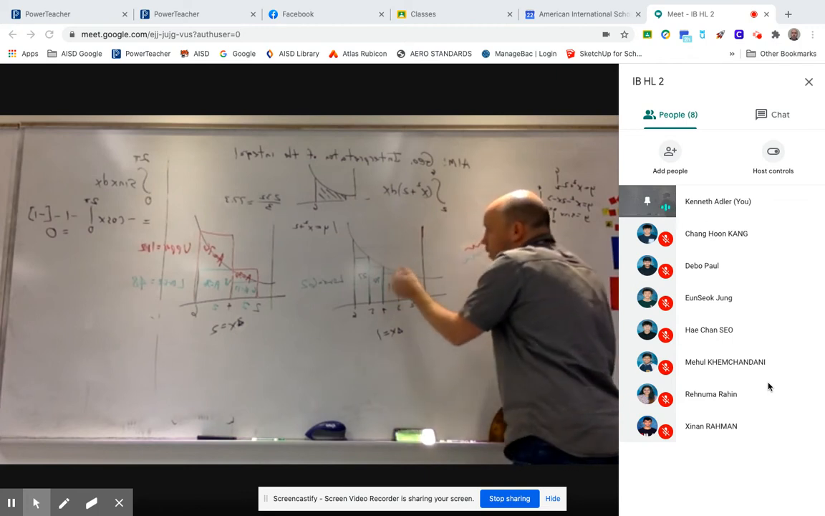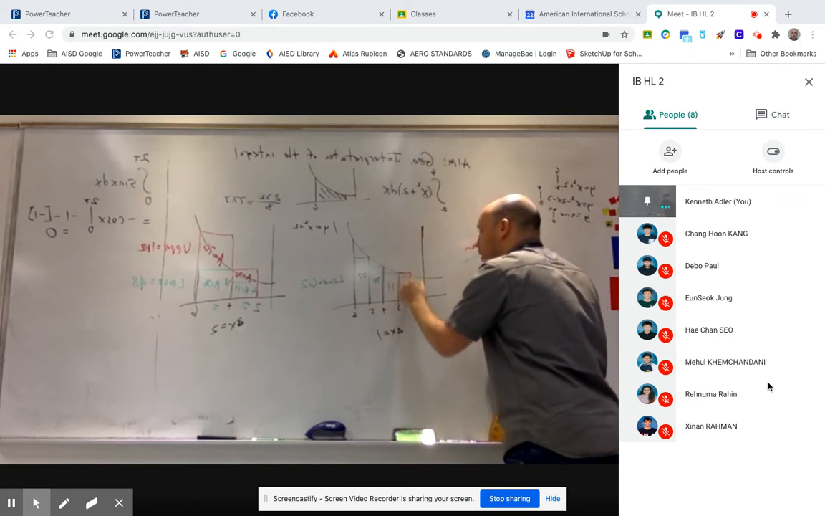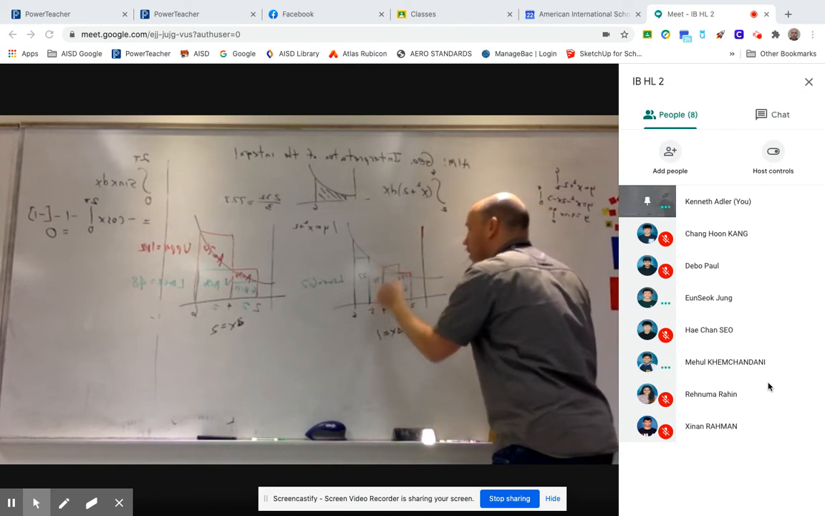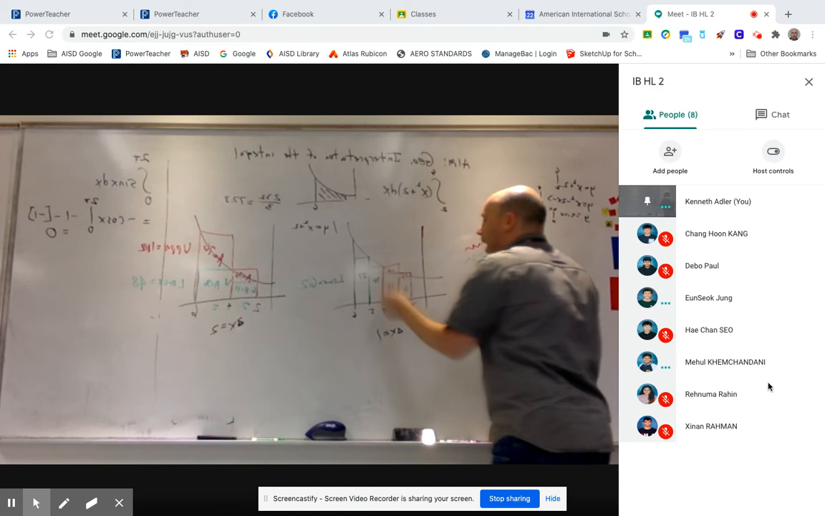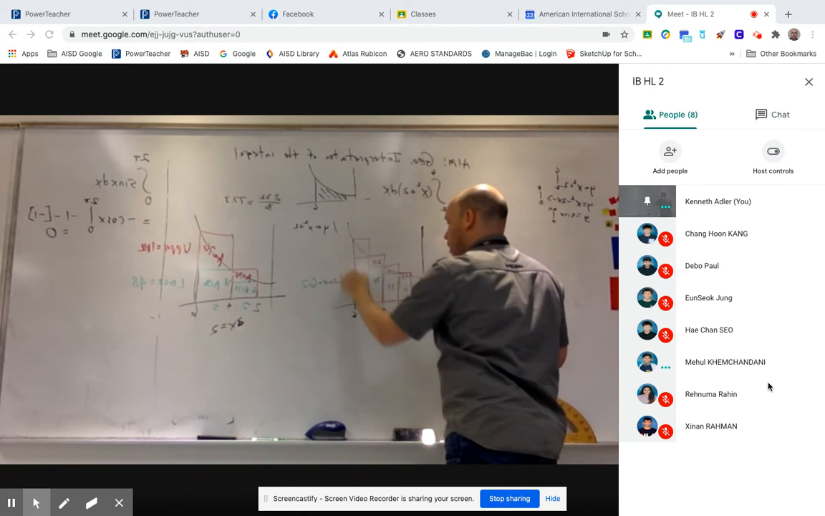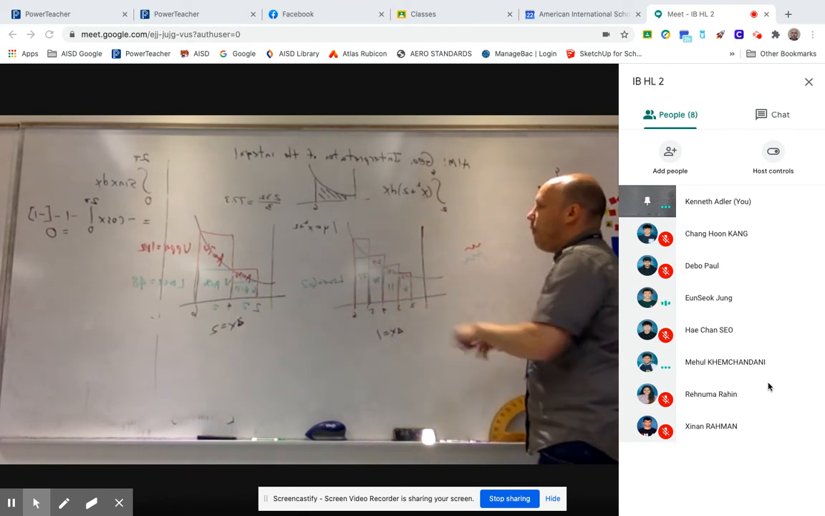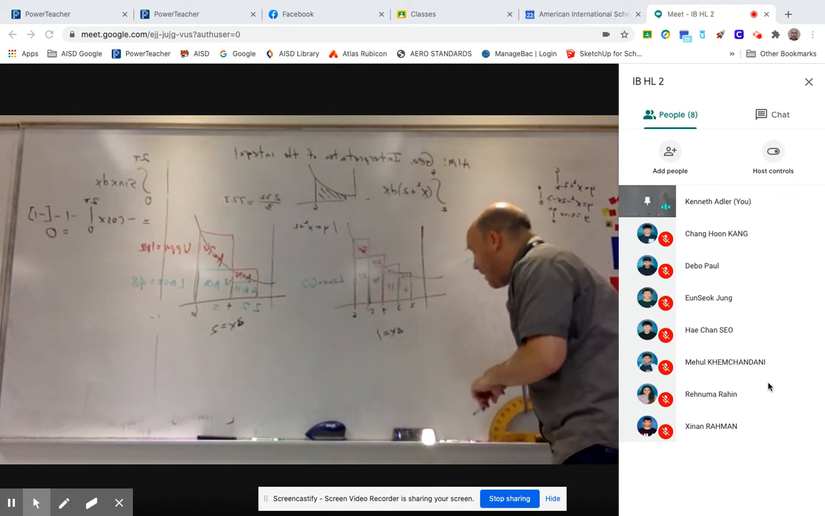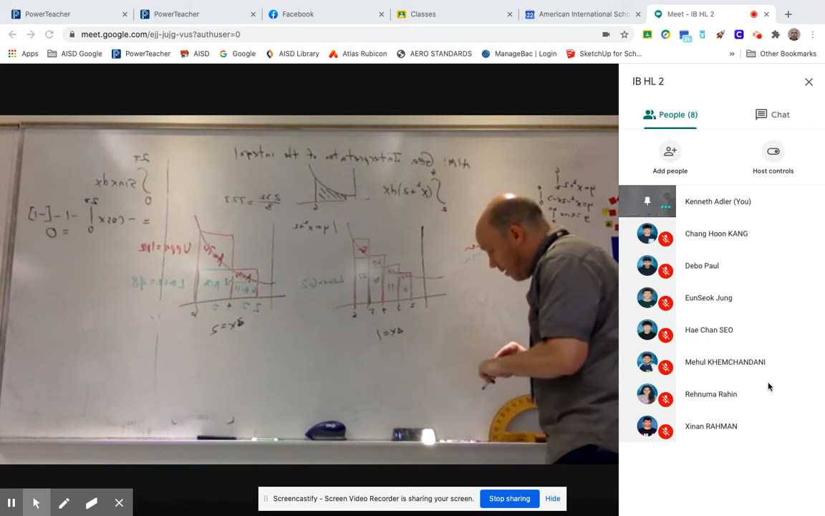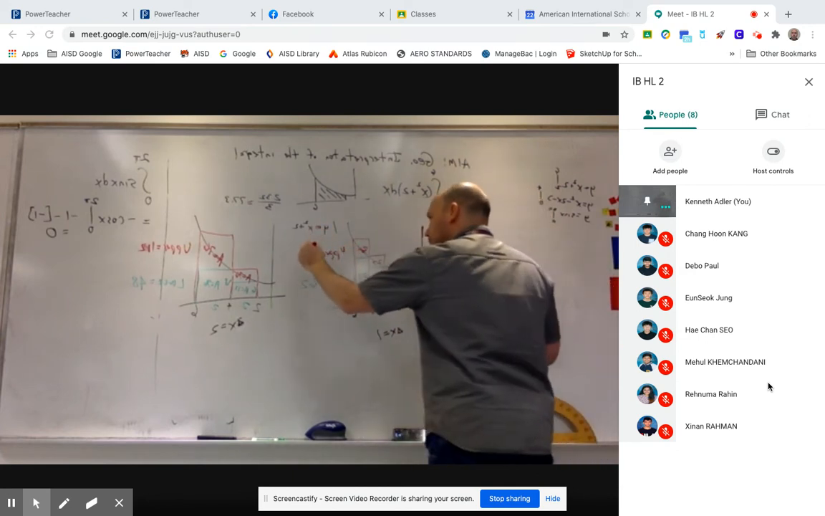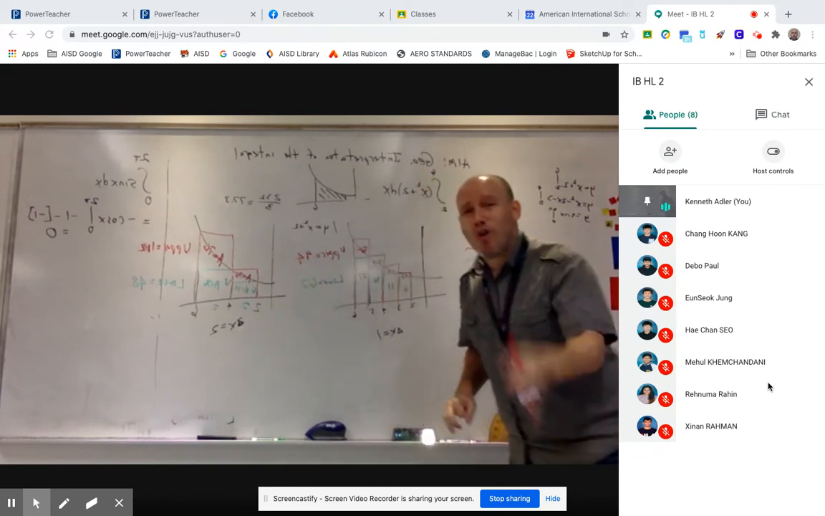So what's this first upper rectangle? 11. What's the next upper rectangle? 18. What's the next? 27. What's the next one? 38. 11 plus 18 plus 27 plus 38 is 94. Are we even closer to where we want to be?